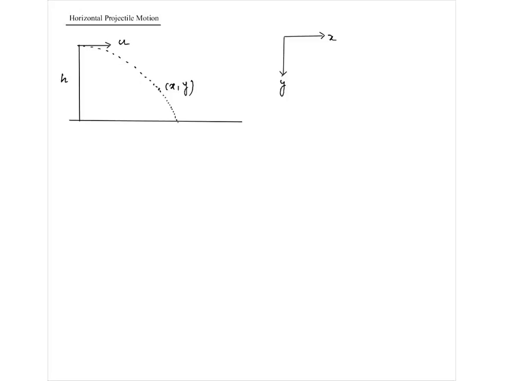Gravity will act in y direction. So in x direction, the component of velocity will not change. Vy will change. I have taken downward direction as positive y direction.